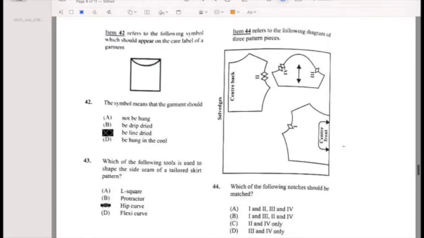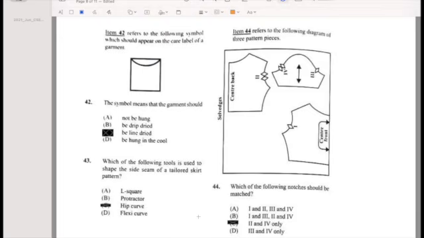44, they gave us a diagram as well. They gave us 3 parts, and they're asking which of the following notches should be matched. These are the notches, right? They have double here, single here, single here. So that's 44. That is C. So you have the 2 notch matching the 5.